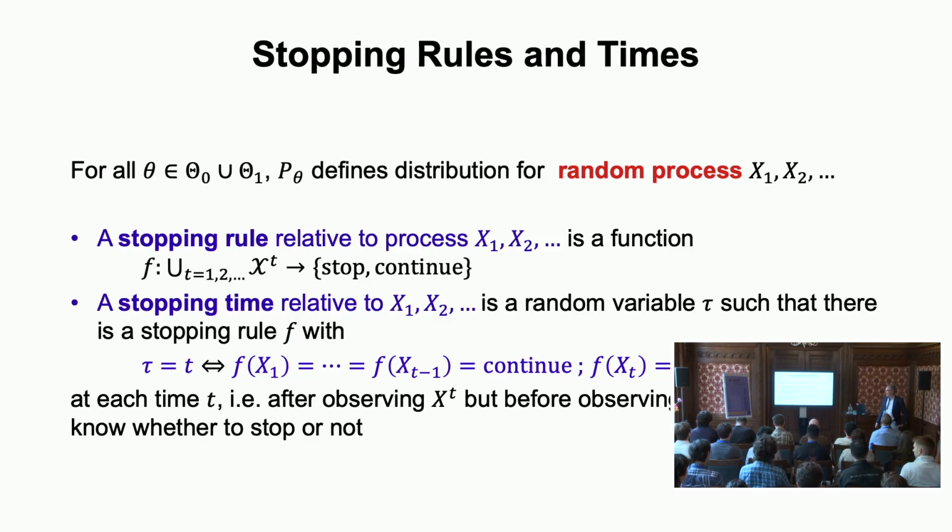And a stopping time is then a random variable which comes from a stopping rule. Once you have this stopping rule, which at every point in time says either stop or continue, then at some point you do stop, and then you have this new random variable which gives you the time to stop, and that is called the stopping time. So for every stopping rule, you can make a stopping time, and vice versa.